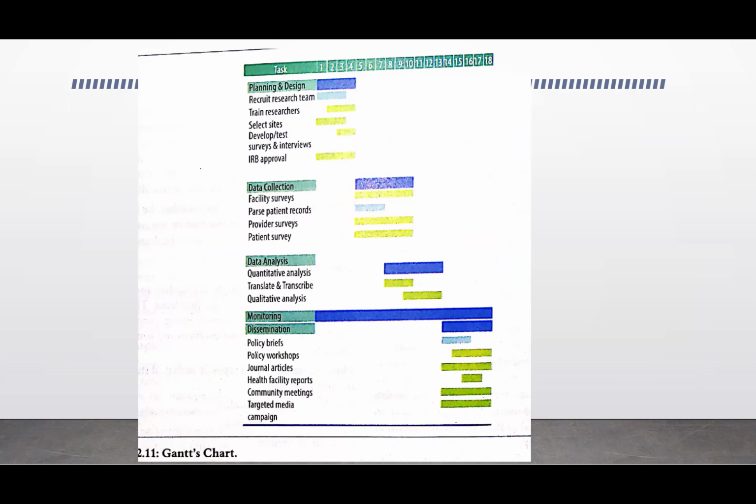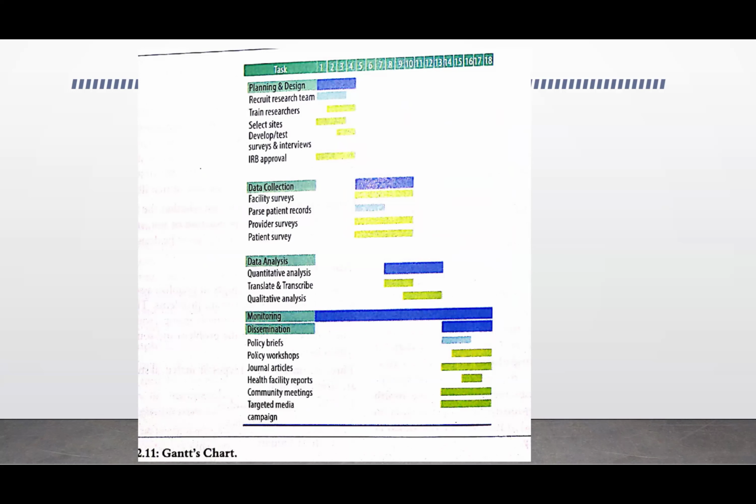This is the Gantt chart for the research schedule. The first task is planning and design. In planning and design: recruit the research team, train researchers, select sites, develop questionnaires or tests, surveys and interviews, and IRB approval. And the next step is data collection. Data collection of facility surveys, past patient records, provider surveys, and patient surveys.